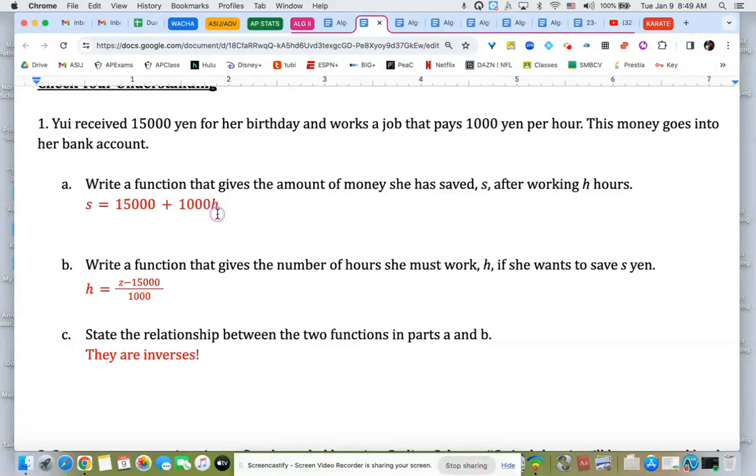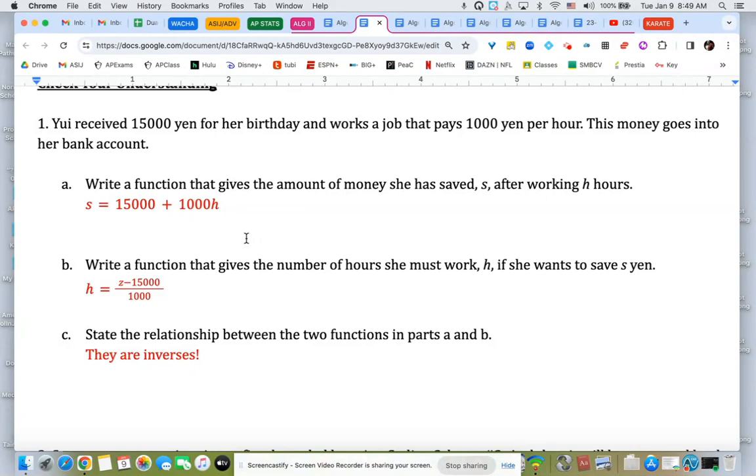For every single hour, I'm going to get 1,000 yen. If I work 2 hours, I get 2 times 1,000, 2,000 yen. If I work 3 hours, 3 times 1,000 is 3,000 yen. And you just have to be able to logically think that through. It helps to put yourself in the situation. You should be Yui and think, okay, I have this 15,000 yen for my birthday. It's a one-time thing. And just imagine that money in your hand or in your pocket.